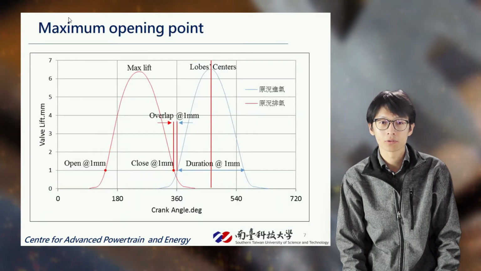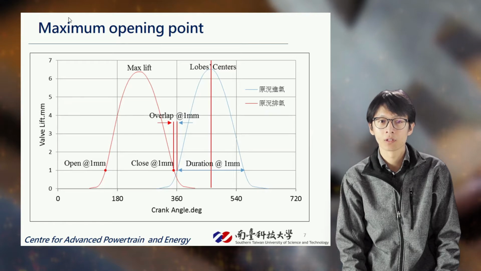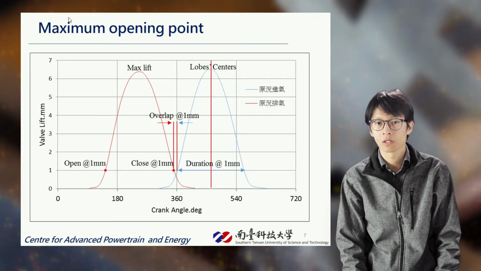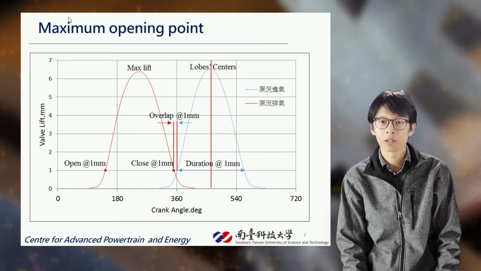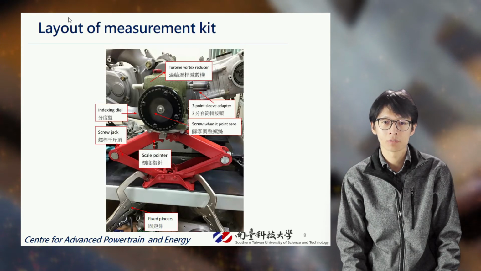In this page, you can find the maximum opening points for the intake valve and the exhaust valve. In this figure, the valve overlap is minus 10 degrees at 1 mm lift height in this case. Layout of measurement kit is shown in this picture. It will also be introduced in a later video.